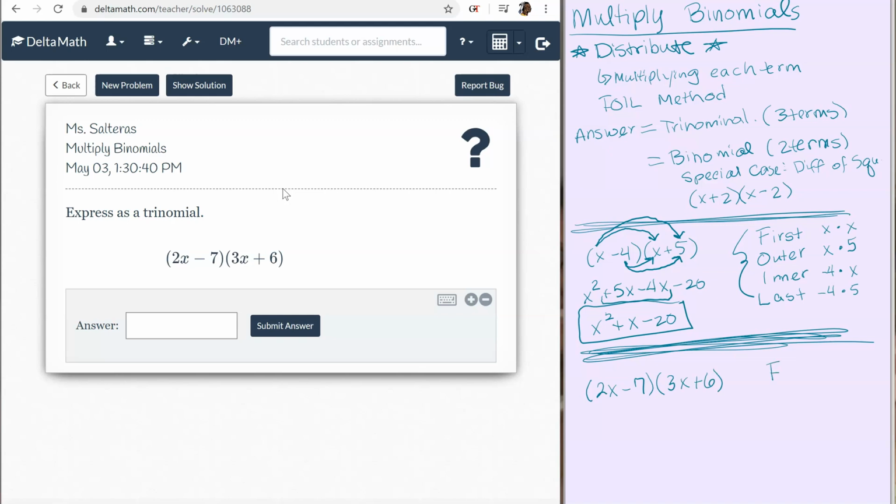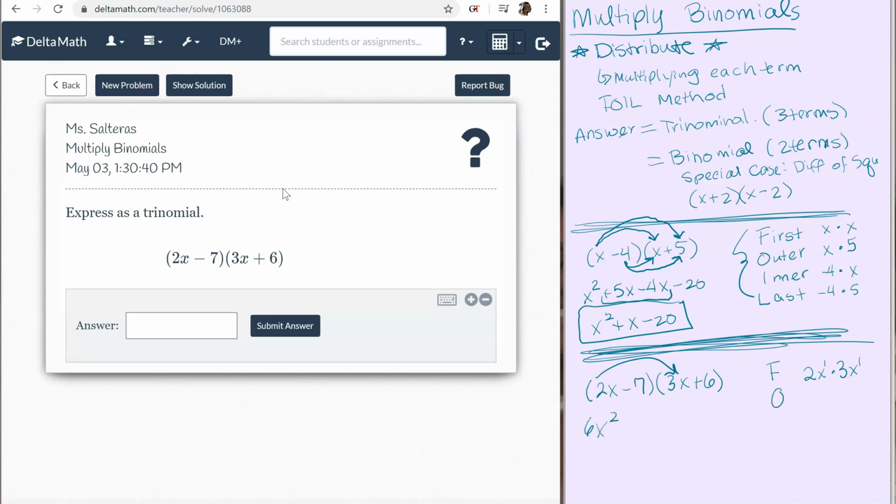So we're going to do the first two terms of each binomial. So we have 2x times 3x. All right, that's the first thing we're going to do. So again, numbers, you're multiplying the numbers. So 2 times 3 is 6, and the x, you're adding the exponents. So the exponents are both 1, so 1 plus 1 is 2. This would be x squared.